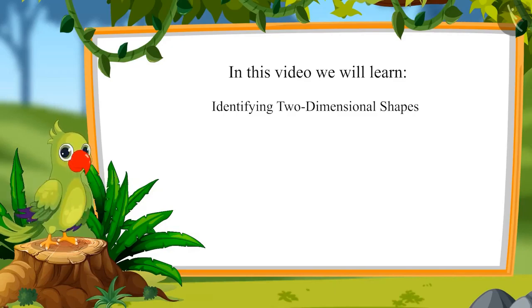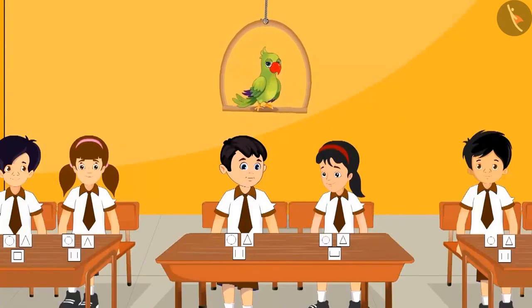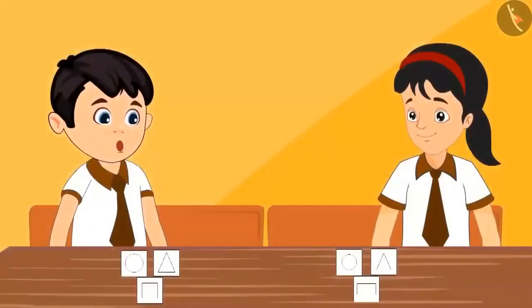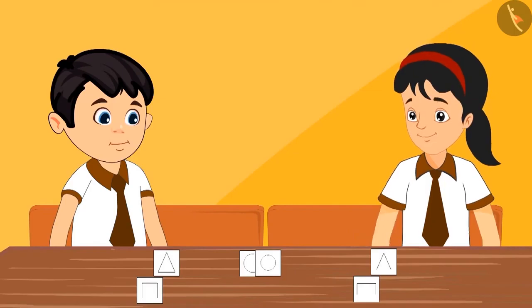Identifying two-dimensional shapes. Today in Choto's class, ma'am gave cards of two-dimensional shapes to everyone. And they were asked to sort those cards separately. Pinky, look here. There is a circle on this card. We should keep it separately. Yes, Choto. Just see, I also have a card on which a circle is made. We can keep these two together.